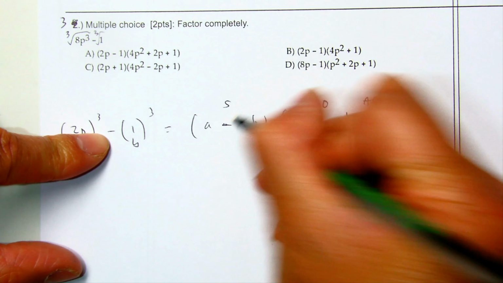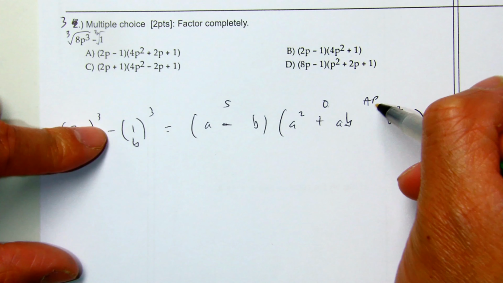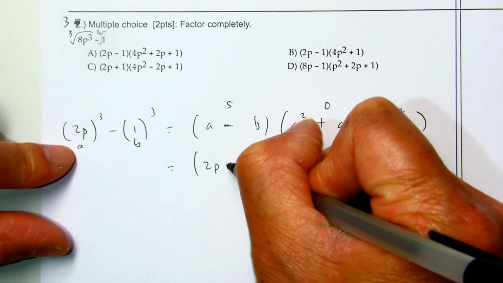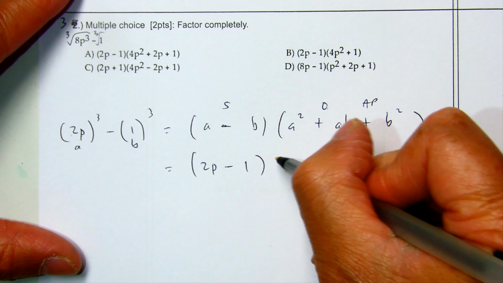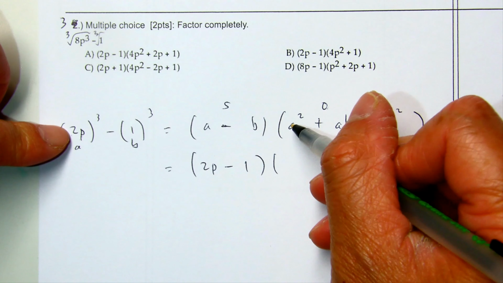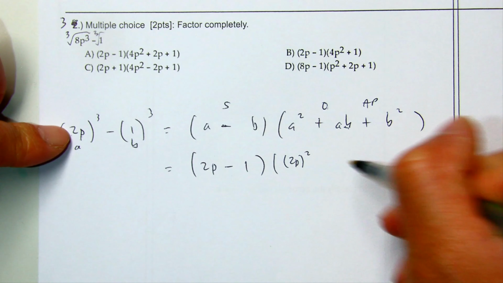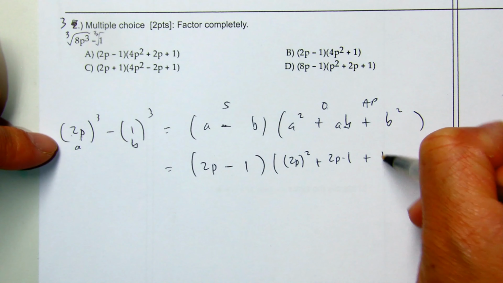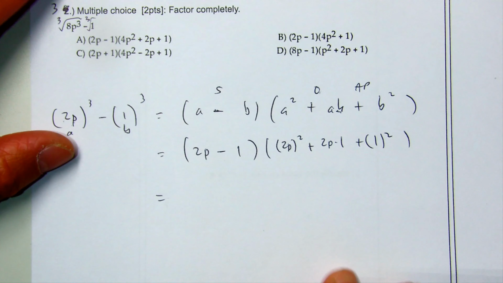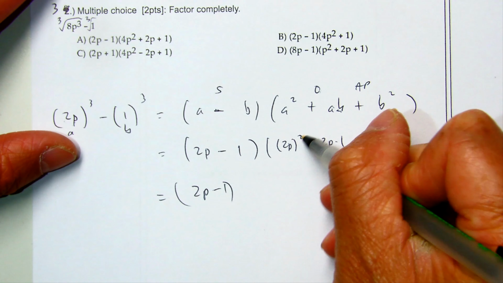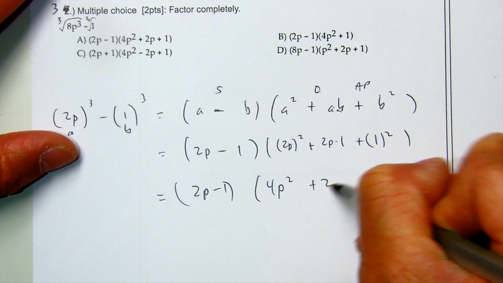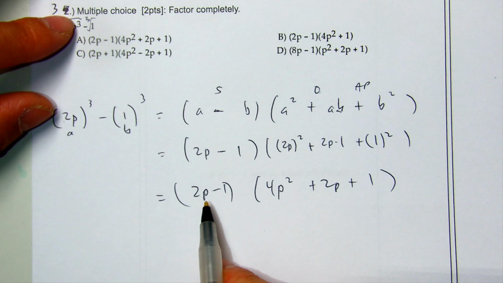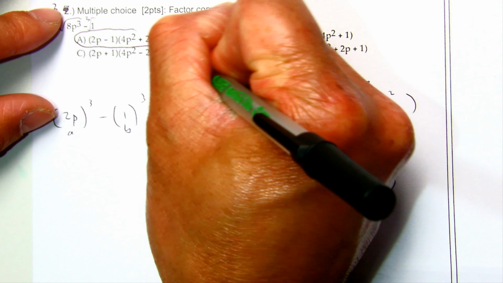Same, opposite of this, always positive. I'm going to go back with my A's and B's. A is 2p, B is 1. Okay, pay attention. A is 2p squared, 2p times 1, and then 1 squared. So this will become 2p minus 1. That becomes 4p squared. And this would be minus minus. This choice, A, is your answer.